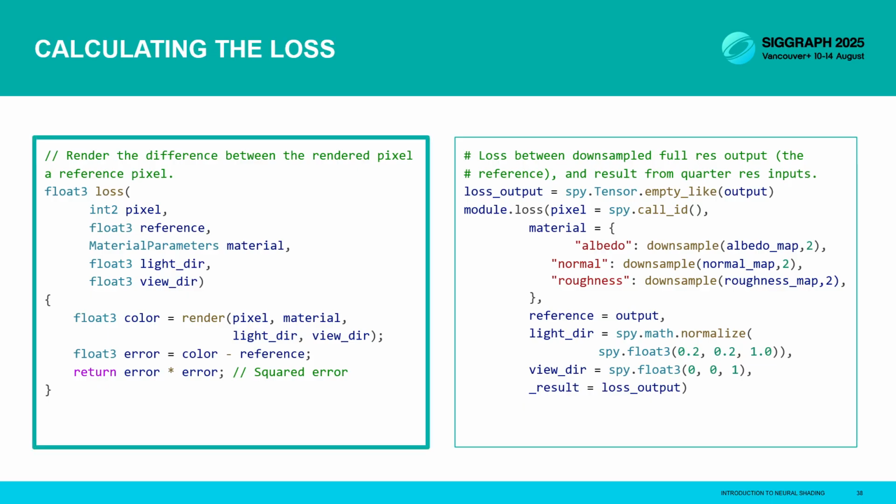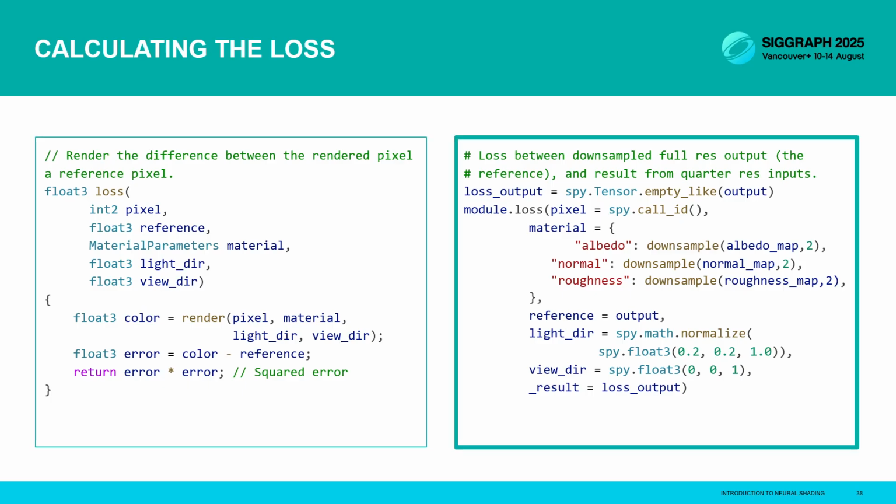So we'll start with Slang on the left-hand side. This function looks a lot like the earlier render function. It takes as input a reference color from the supersampled material, the low resolution material, a light direction, and a view direction. We generate the low res color by feeding the low res material into the render function, and we calculate the difference between it and the reference. We then square the result, and that gives us our squared error. The Python side is again very similar to the earlier render process. We're now calling loss instead of render, feeding it the low res material, the reference color, and the light and view direction.